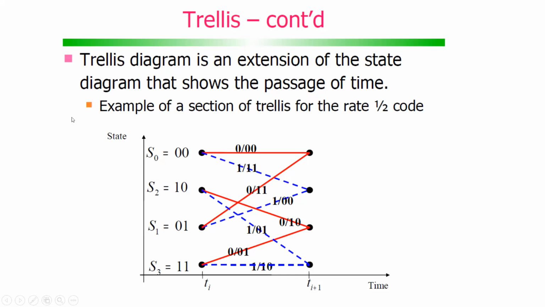So, assuming that the initial state is 0 0, and if 0 comes as the input bit, what will be the output? The output will be 0 0. So this is how the representation is done. 0 slash 0 0: the 0 in the numerator indicates the input, and the 0 0 in the denominator indicates the output.